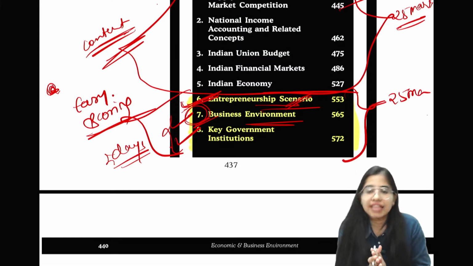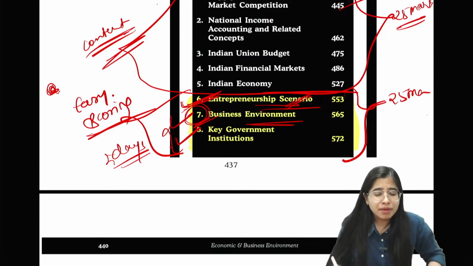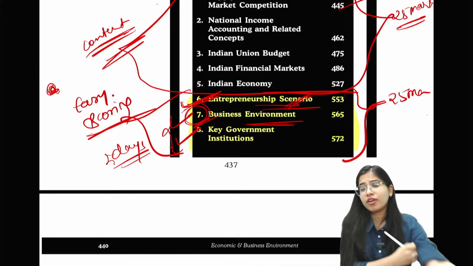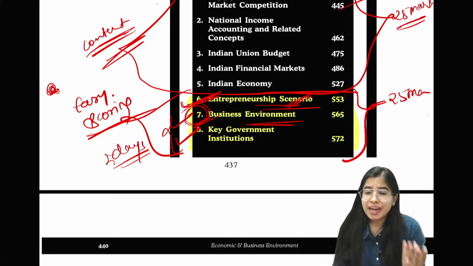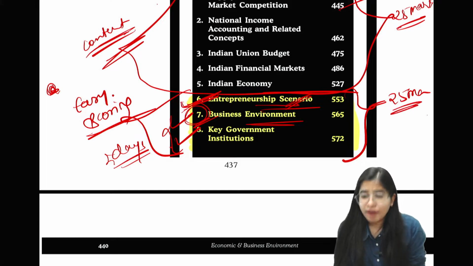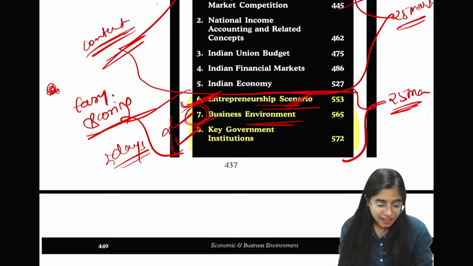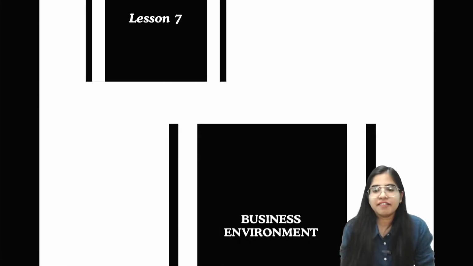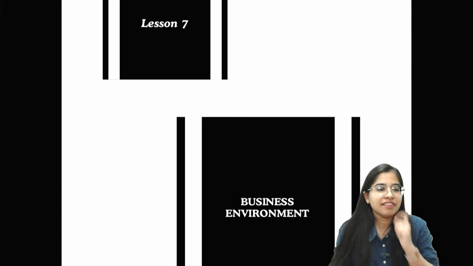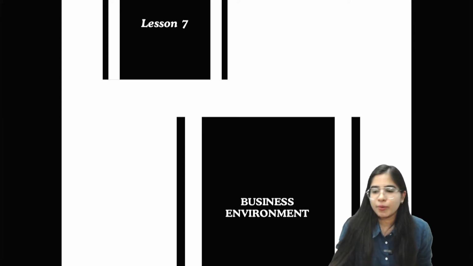So now with this, let's start our business environment. Ma'am, environment is a very laddu plus very scoring subject, very scoring. Only 3 chapters, that too laddu chapters. You will get 25 marks. It's like free Balaji ka prasad. Okay, so let's start. Chapter 7, business environment.